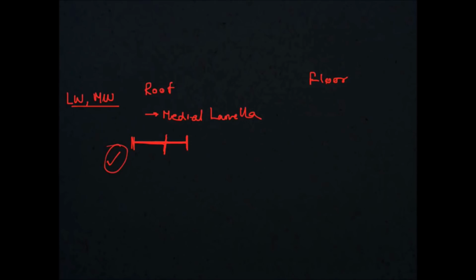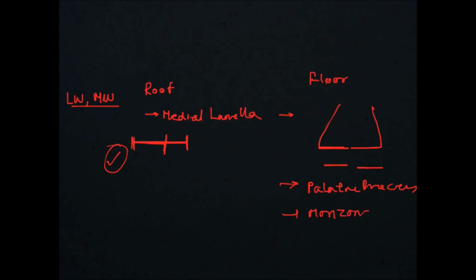Very good. The floor is formed by the maxillary bone. I hope you know, this is the palatine process of the maxillary bone, and in the posterior part the horizontal plates of the palatine bone. So two bones are involved in the formation of the floor: the palatine process of the maxillary bone and the horizontal process of the palatine bone. I hope everything is clear now.